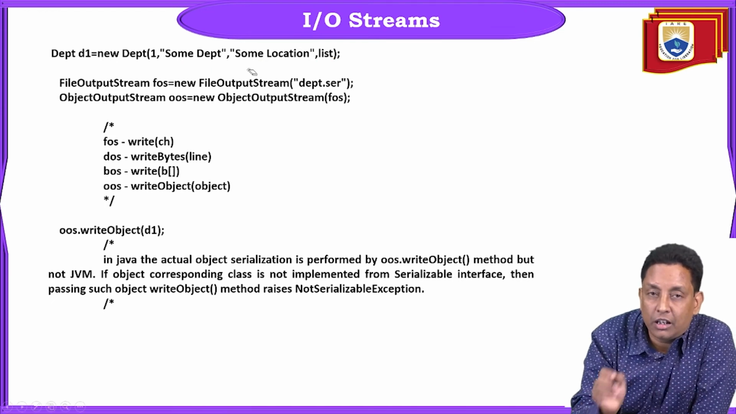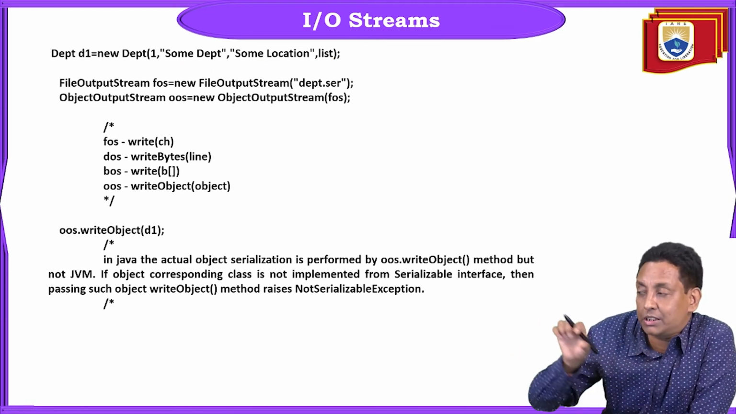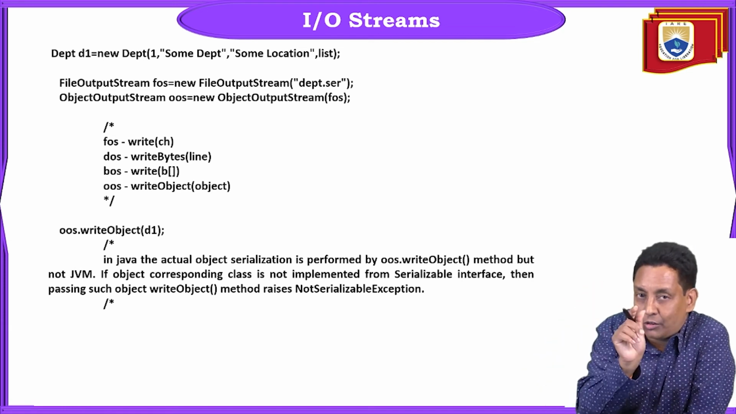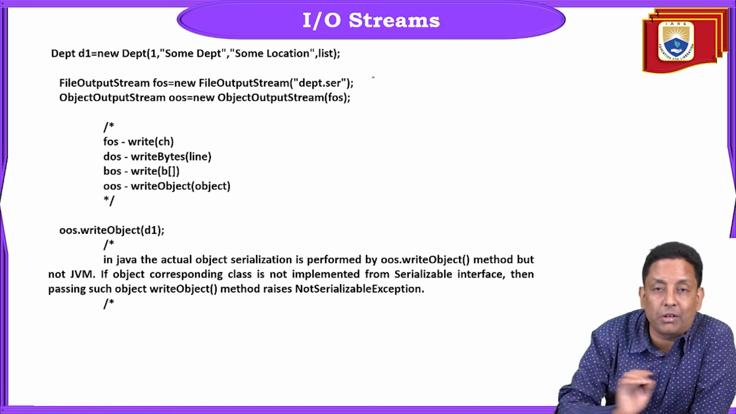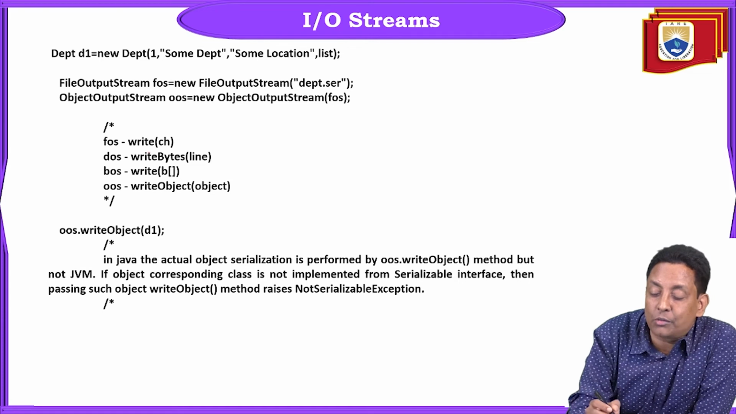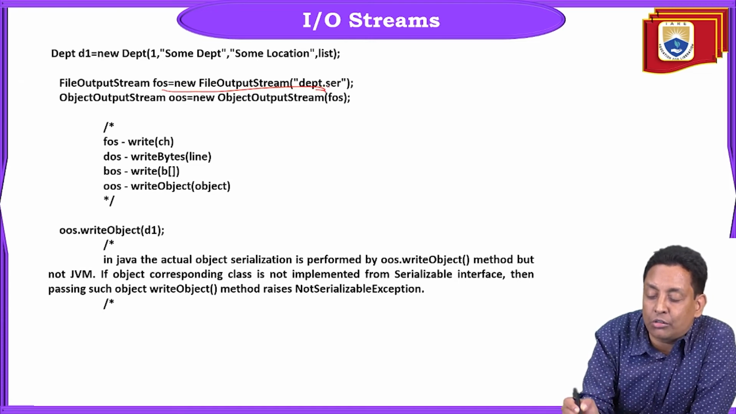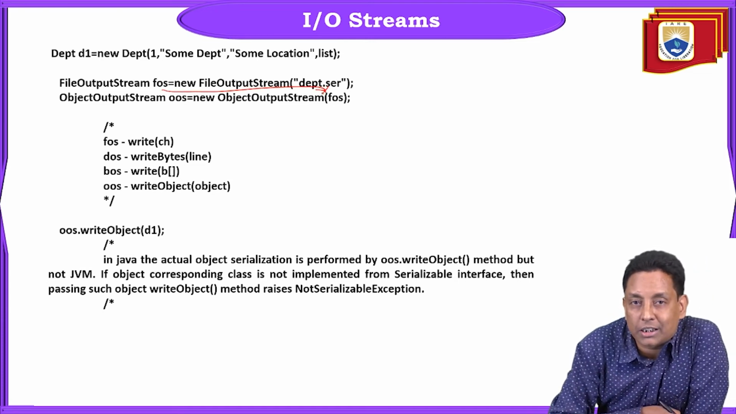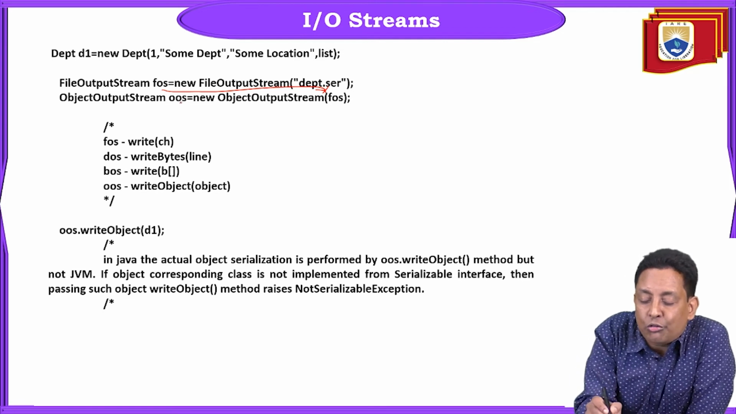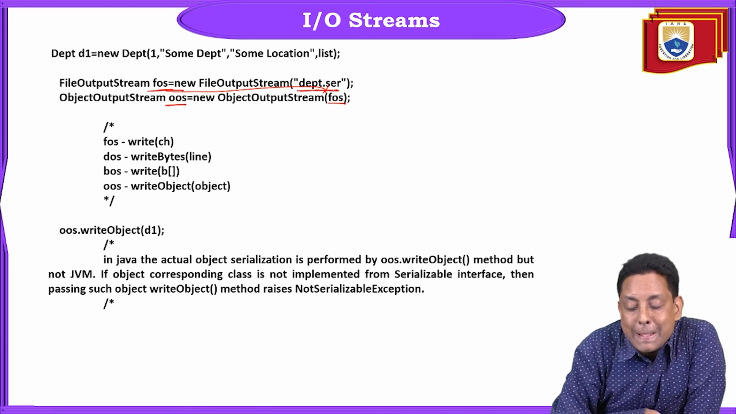Then, how do we write into a file? We write this object state into a file. First, one FileOutputStream object must be pointing to the file department.serializable. That FileOutputStream object must be given as an argument to the ObjectOutputStream class constructor. Now, through an ObjectOutputStream, if you write any data, the data will be written to the FileOutputStream. FileOutputStream will write the data into the serializable file.